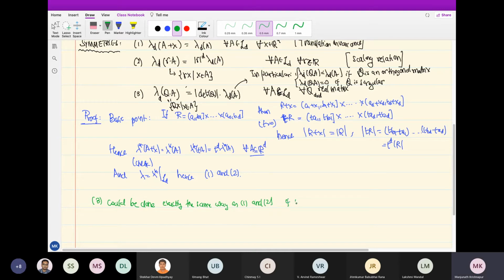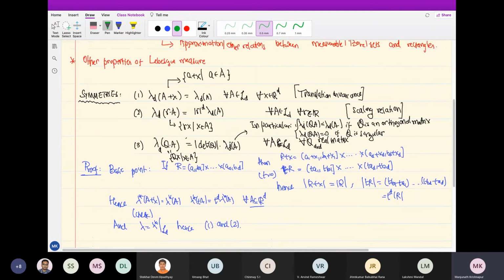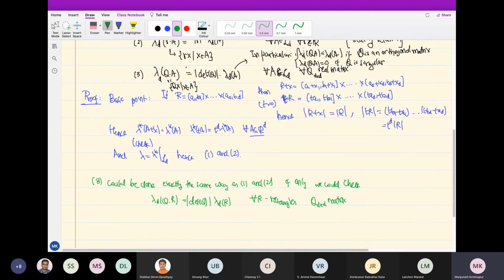If only we could check that lambda d of Q times R is equal to determinant of Q times lambda d of R for all rectangles R, and Q is a d cross d matrix. If I could do it for rectangles, then again exactly the same thing. So if I can cover A with rectangles, I will cover QA with Q times R.